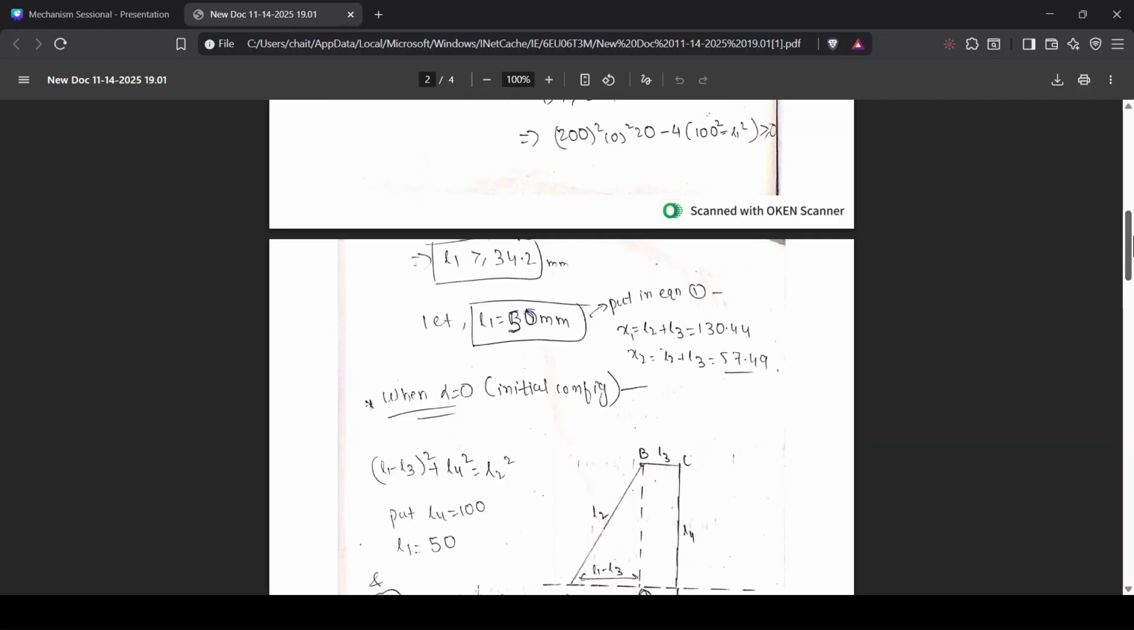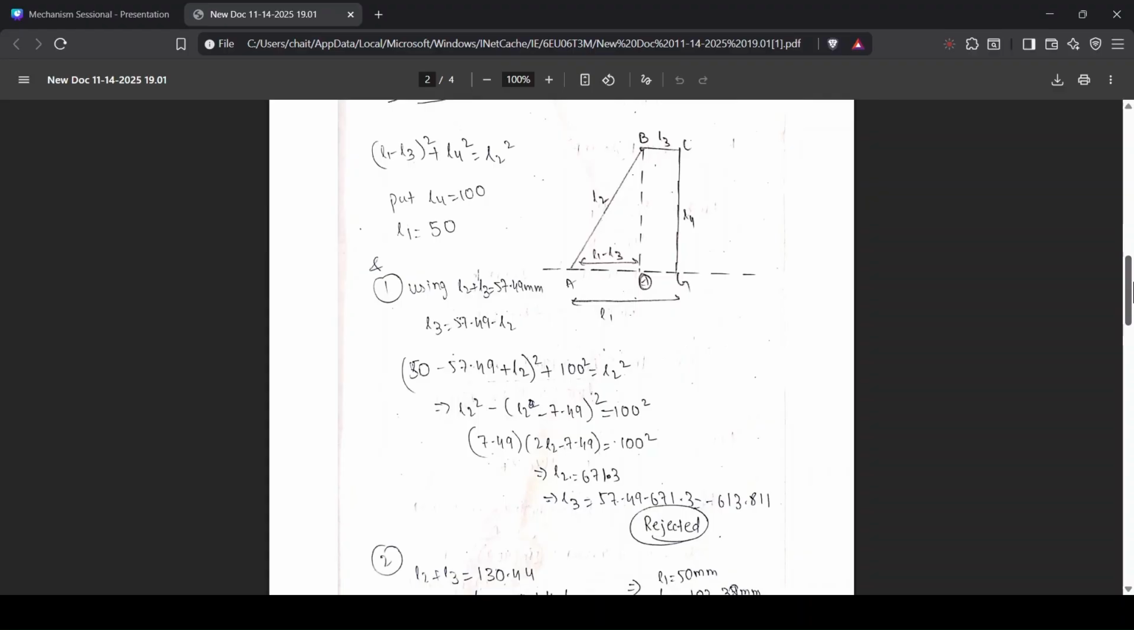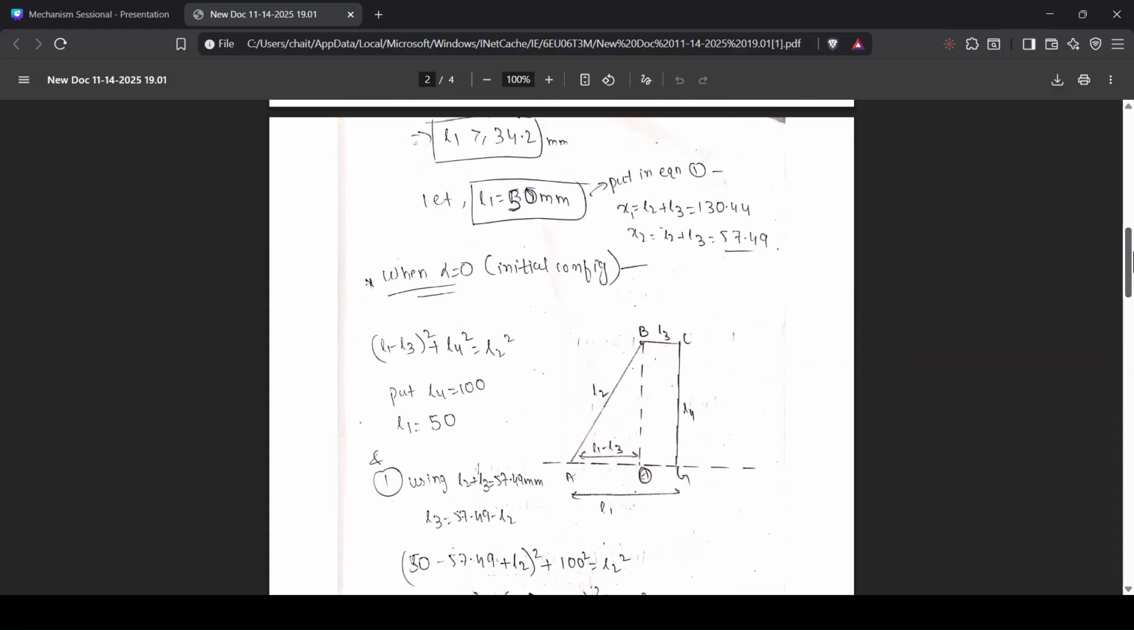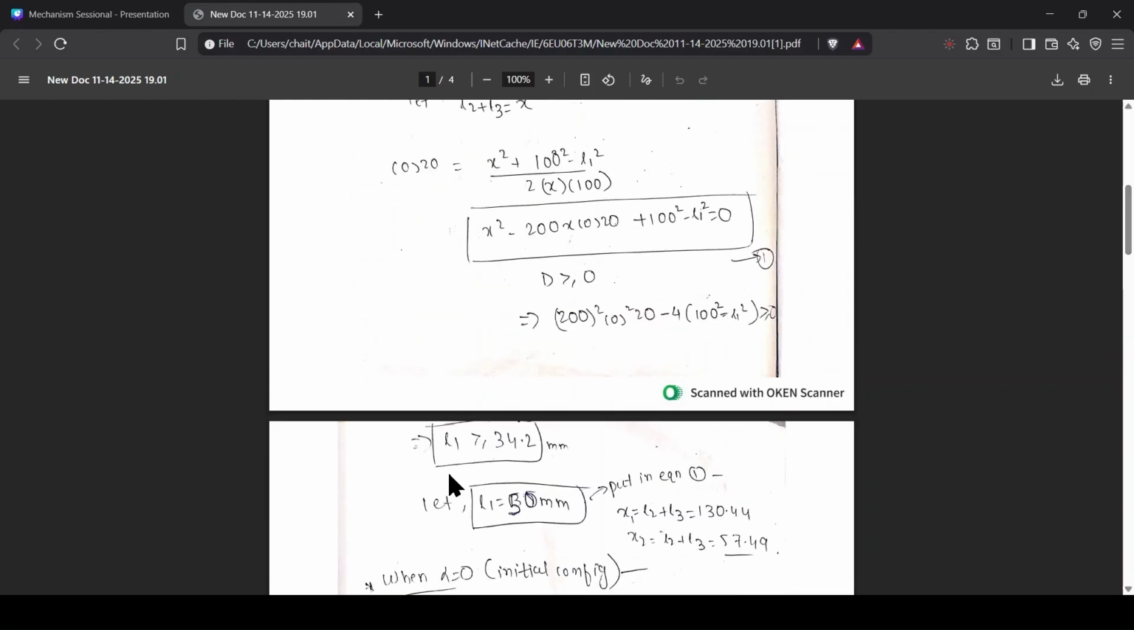Now, I need to point out that if L1 is greater than 34.2, any value above 34.2 should work. For example, if you put L1 equal to 35 in this equation, we get the values of L2 and L3 as negative. So we have to do some iteration, and the suitable value we have settled on is 50 mm. So we put this value of 50 mm back into this equation and get the value of x. x is L2 plus L3.